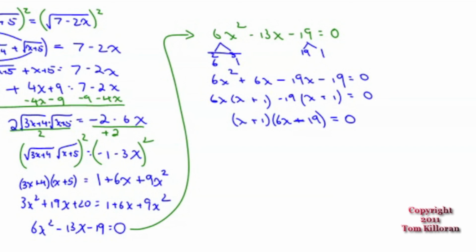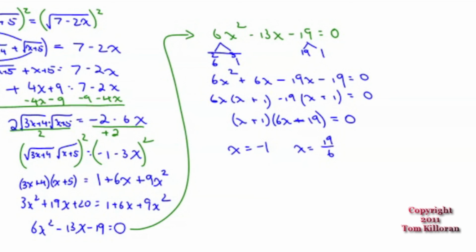Because you have plenty of time to do homework. So, set both factors equal to 0, and you get x equals negative 1, and x equals 19/6. Uh-oh. It doesn't work. Which one? The fraction. You sure? I don't know. Just because you don't like it?